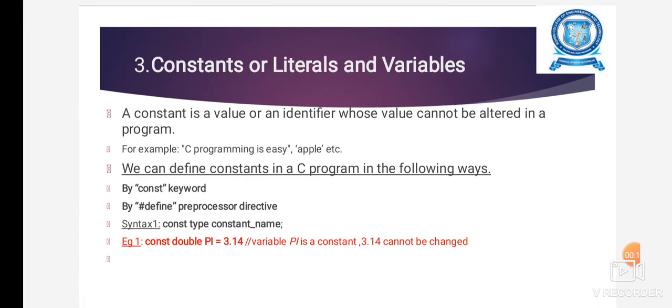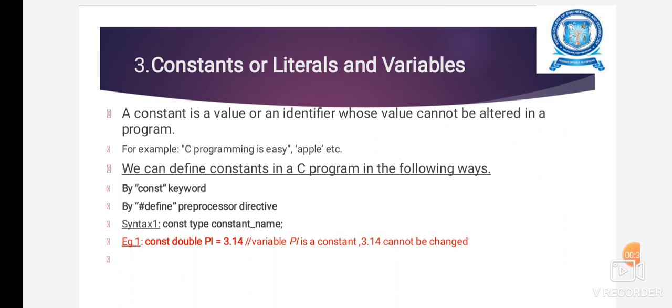First of all, the definition of constant. A constant is a value or an identifier whose value cannot be altered in a program. We can define a constant in a C program in the following two ways. First one is by using the const keyword. Second one is the hash define preprocessor directive. So this is the syntax of constant: const type constant name.